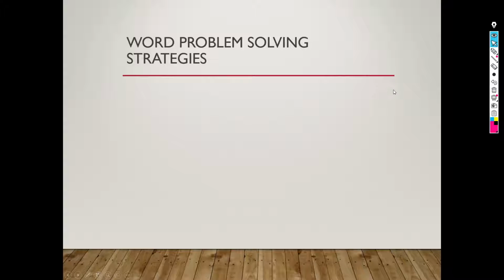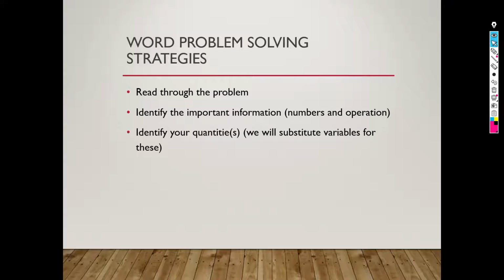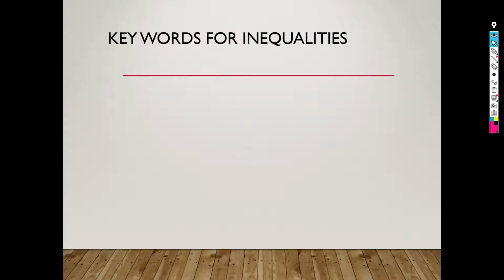So some strategies we're going to go over this week for word problems. Read through the problem, obviously. Identify the important information, numbers and operations. You want to use cubes for this. Identify the quantities. Once we know what quantities are involved in the problem, we'll then put some variables in for those things. We want to be able to write the equation or the inequality so that we can find our answers. And lastly, we want to be able to solve and check. We want to check our answers always.